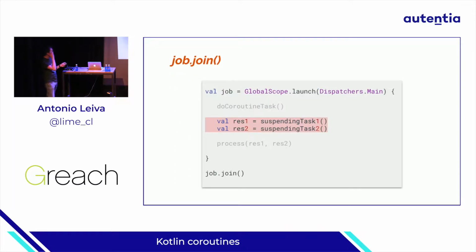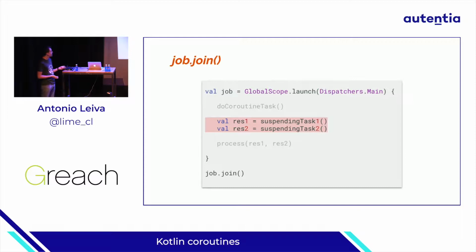For instance, imagine that we have this coroutine with a global scope launch that we saw before, and then we have a couple of suspending tasks here. If we want to wait until all this code is finished before continuing doing another task, we can use job join, and we will block here until this work is finished. This is a suspending function too, so it needs to be called inside a coroutine. Otherwise, we wouldn't be able to use it.